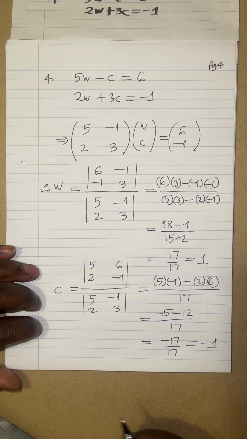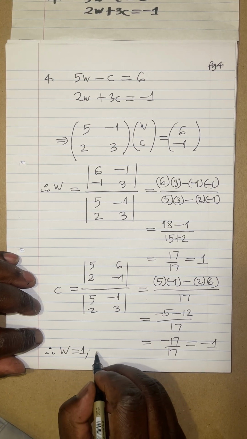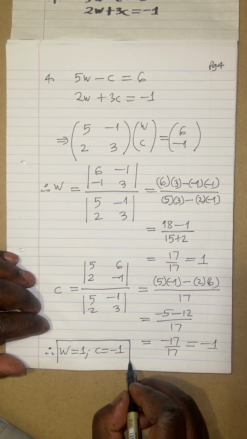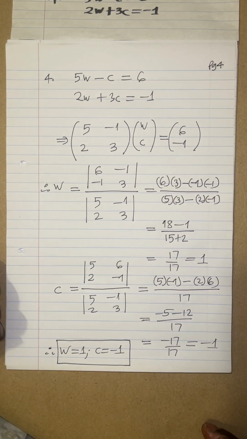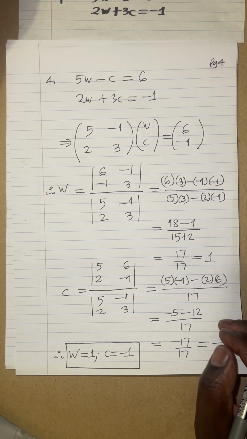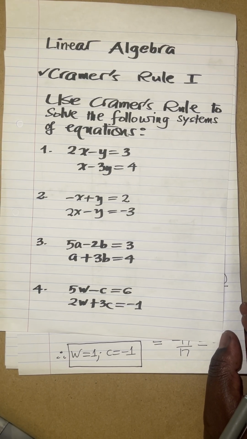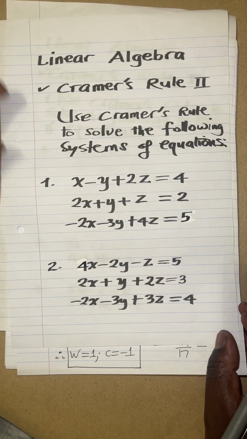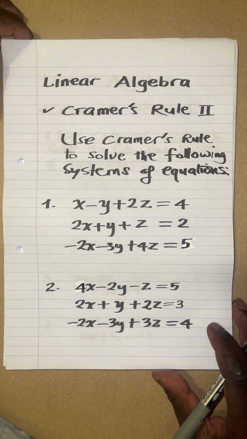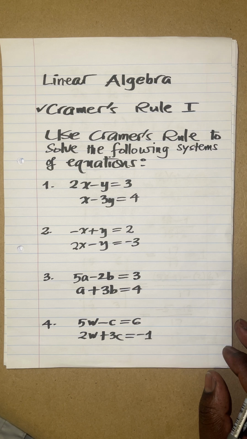So what are we saying basically? We are saying, therefore, our w equals 1 and our c equals minus 1. These are the solutions to these two equations that we had here. And we've repeated the process of determining the values of unknowns by using Cramer's rule. In my next video, I'm going to talk about what if you have a system of 3 linear equations in 3 unknowns. We will be required to work out the determinant of a 3 by 3 matrix, which I will explain how we do it.